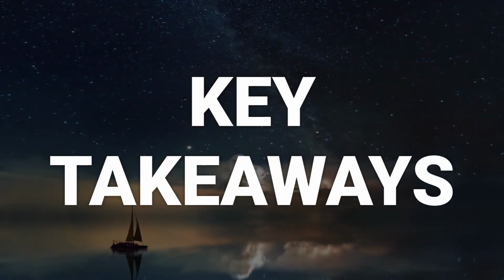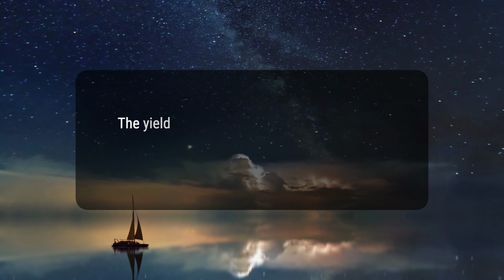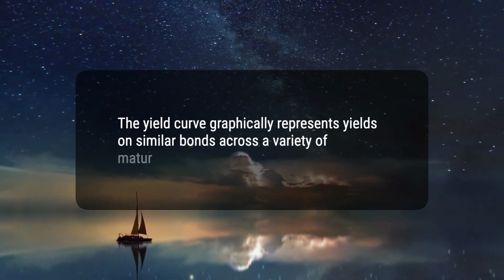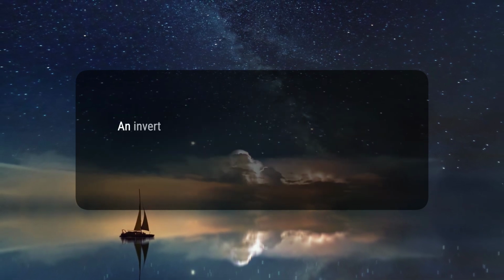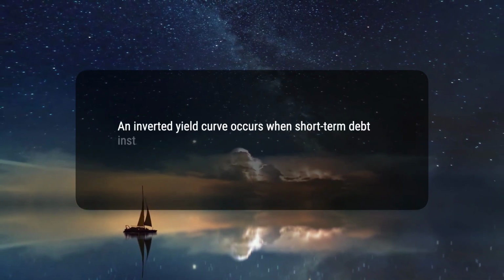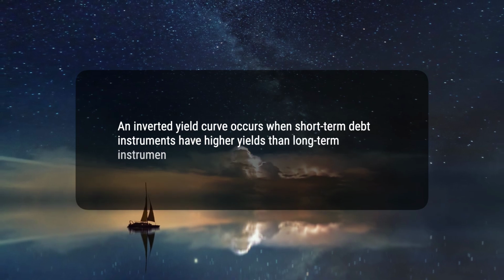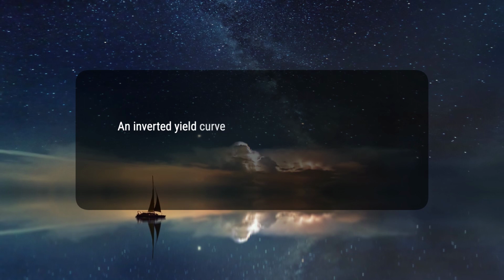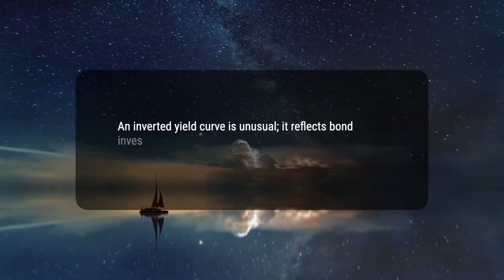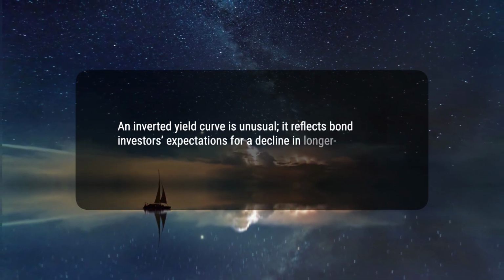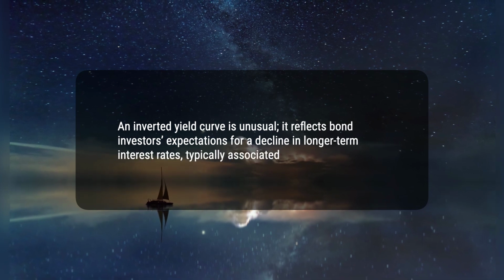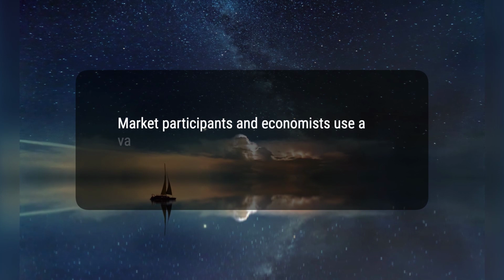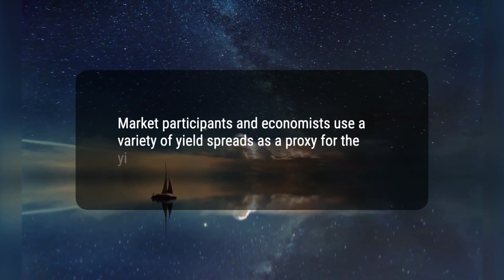Here are 4 key takeaways. 1. The yield curve graphically represents yields on similar bonds across a variety of maturities. 2. An inverted yield curve occurs when short-term debt instruments have higher yields than long-term instruments of the same credit risk profile. 3. An inverted yield curve is unusual. It reflects bond investors' expectations for a decline in longer-term interest rates, typically associated with recessions. 4. Market participants and economists use a variety of yield spreads as a proxy for the yield curve.